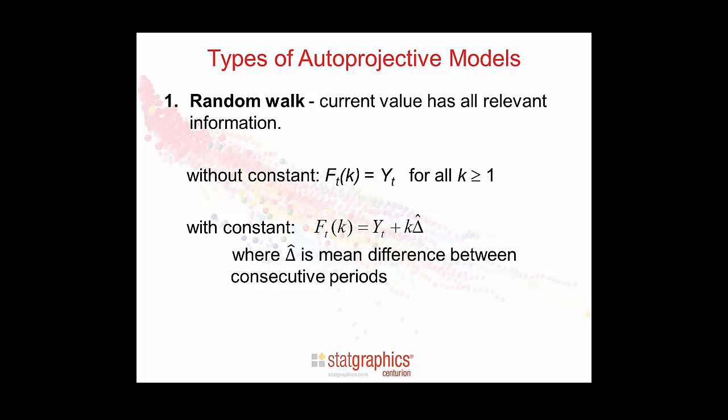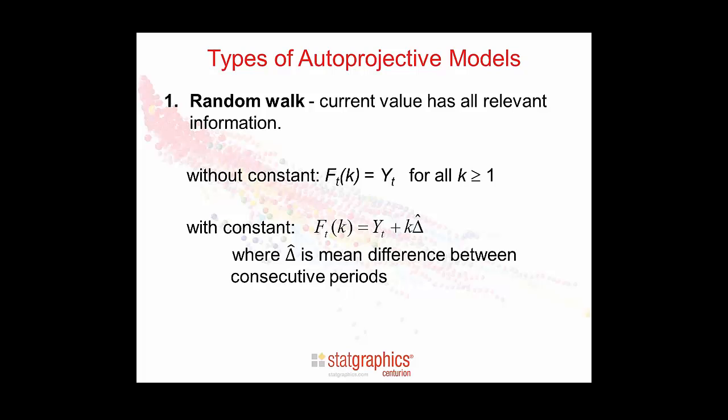Now, there are 2 basic types of random walk models. There's a random walk that has a constant and the random walk that doesn't. The most common is the random walk without a constant. If you don't have a constant, then the forecast function standing at time t for all periods in the future is simply your latest observation.